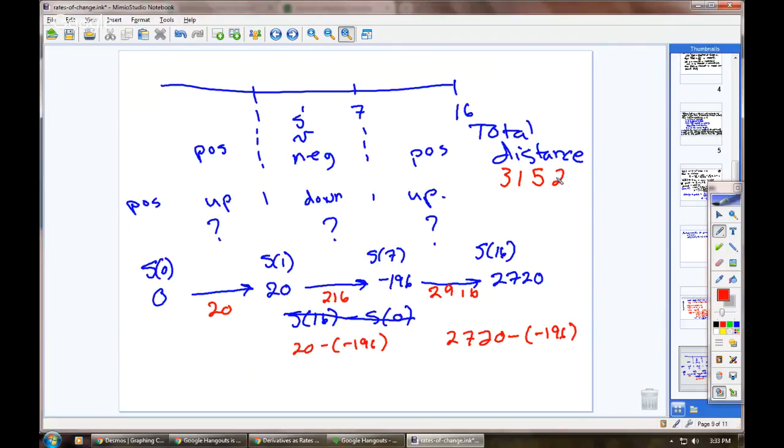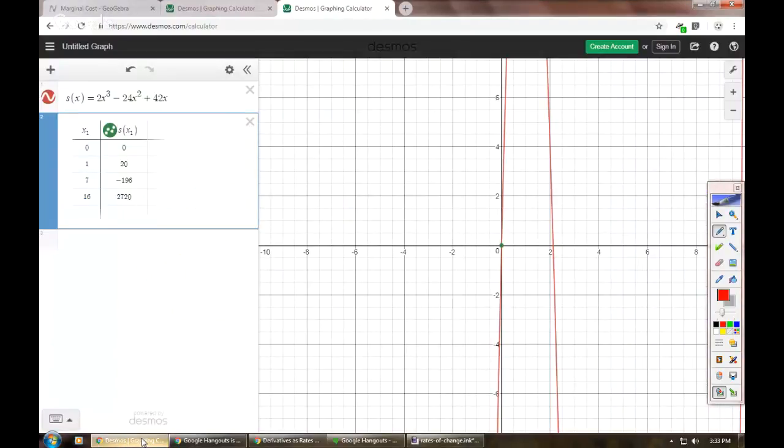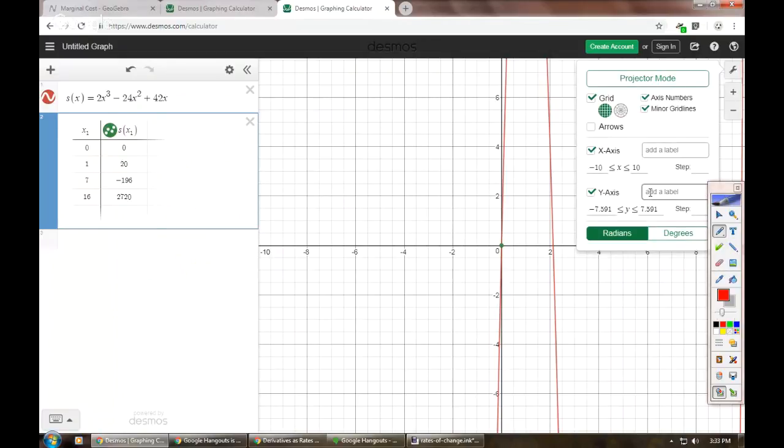So it looks like the total distance is 3,152, and I can't remember if this was feet or meters, but that looks like the total distance traveled here. We can double check on the graph. I'm going to have to adjust my graph to see some things. I need to get, let's see, I'm going to zoom.